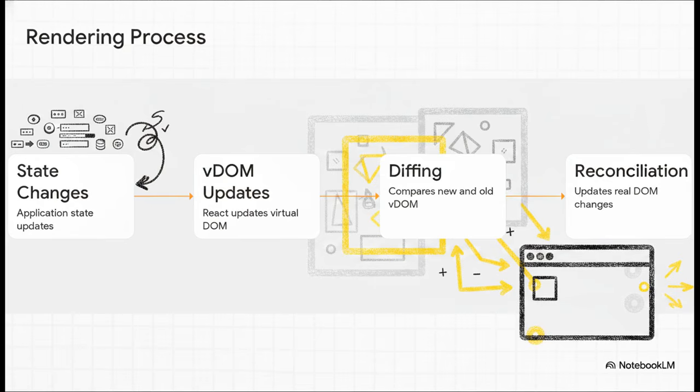First, the state of our app changes. Second, React updates the virtual DOM. Third, React performs a really clever process called diffing, where it compares the brand new virtual DOM to the previous version to find exactly what is different. And finally, step 4, reconciliation. React takes those specific differences it found and updates the real DOM with just those exact changes. It's highly efficient and incredibly fast.